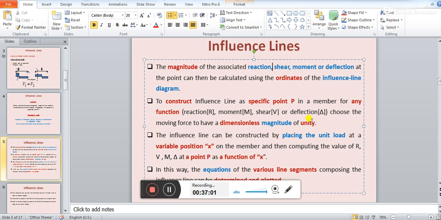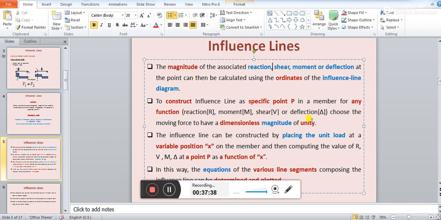That means the things which you need to find out. So if you want to find out the influence of shear, then what you will have to do? You will have to find out the influence line diagram for the shear force. If you want to find out the effect of bending moment, then you will have to find out the influence line diagram for bending moment. If you want to find out the effect of deflection, then you will have to find out the influence line diagram for deflection. If you want to find out reactions in the structure, at the support, then you will have to find out the influence line diagram for the reaction.